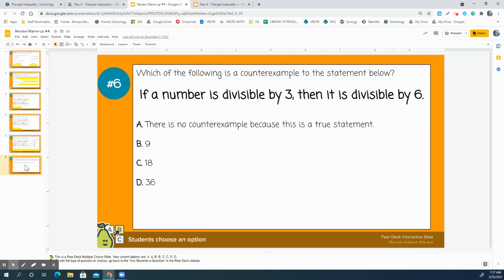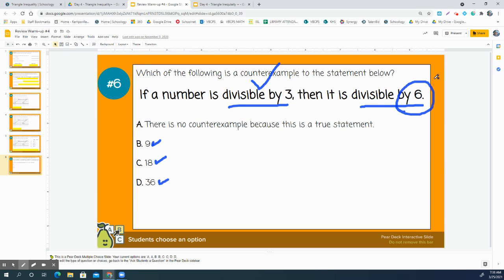All right, last one. If a number is divisible by 3, then it is divisible by 6. I want to keep the hypothesis. So whatever answer here has to be divisible by 3. So 9 is divisible by 3, 18 is divisible by 3, and 36 is divisible by 3. Just means they can be divided by 3 and you're left with a whole number.